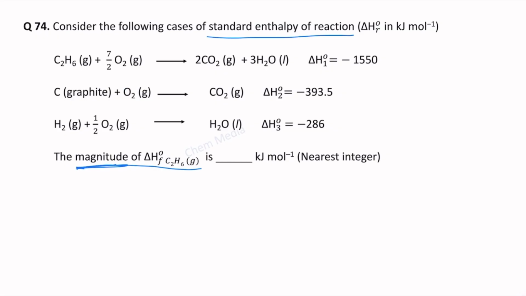So this means that if we have a negative sign, then we should ignore it. And we have to find out the answer in kilojoules per mole. We have to find out the answer to the nearest integer.